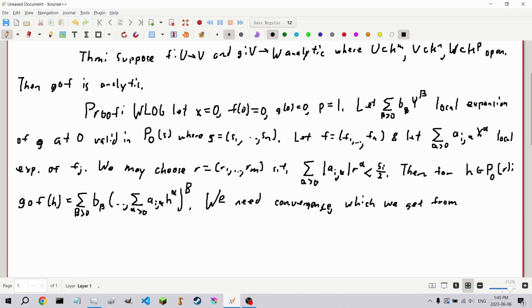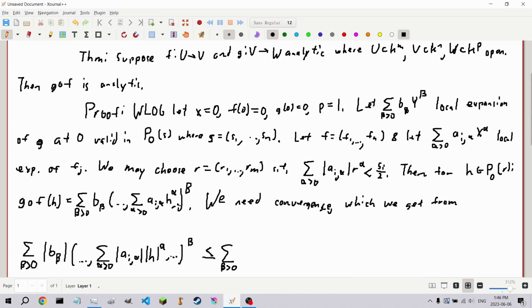The sum over positive betas of b sub beta times the jth component, being the sum over positive alpha of a sub j comma alpha times h to the alpha, to the beta, is less than or equal to the sum over positive beta of b sub beta times s over 2 to the beta, which is going to be finite. Which gives us our power series as existent.